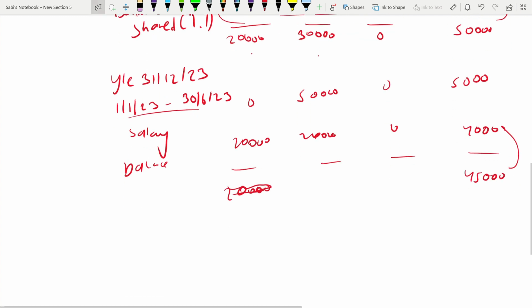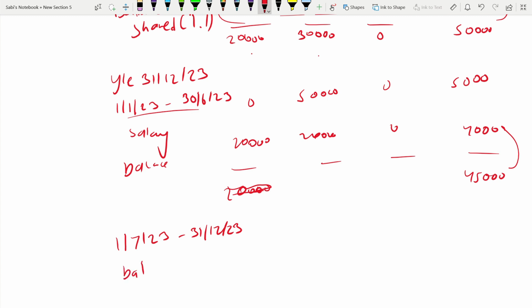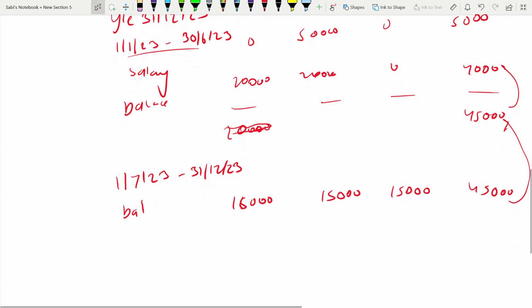Now another period, 1st of July 23 to 31st December 23. No salary this time, only you will share the balance. So the balance will be shared equally among the three. What is it? Still this is 45,000 because 45, 45 makes 90. So it's 15,000, 15,000, and 15,000. Now Zach is also there. Zach came from 1st of July. That's why it's 3.